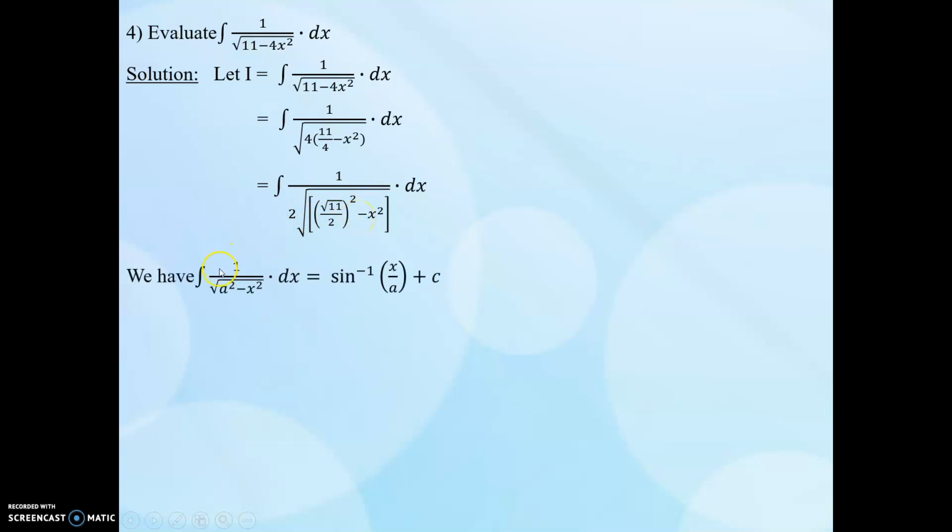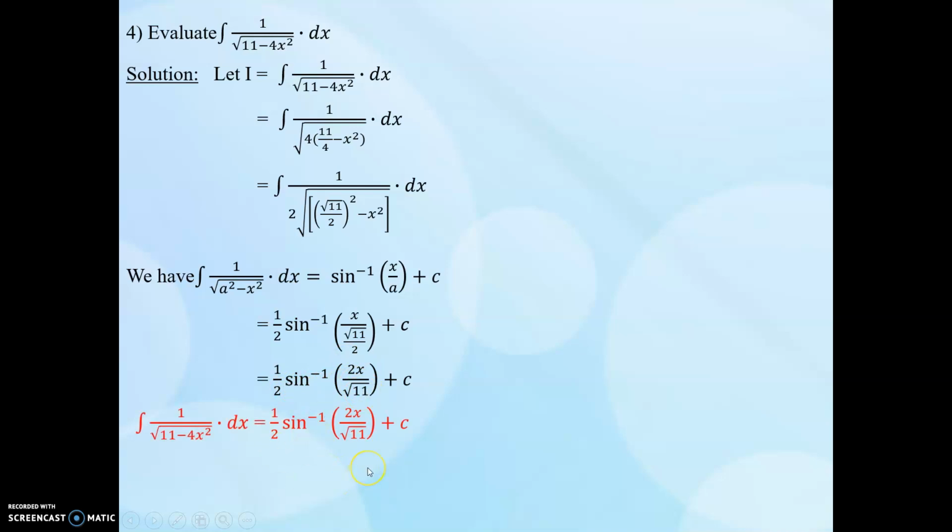Here again you have to take this 4 outside of this one. So integral 1 upon root of 4 into 11 upon 4 minus x square dx, that is integral 1 upon this root 4 is 2 into root of root 11 upon 2 whole square minus x square. This is in the format of integral 1 upon root of a square minus x square dx, that is sin inverse of x upon a plus c. Applying this, 1 upon 2 into sin inverse of x upon root 11 upon 2 plus c. 1 upon 2 sin inverse of 2x upon root 11 plus c, that is the answer for this question.